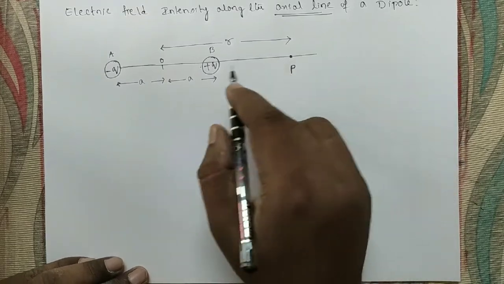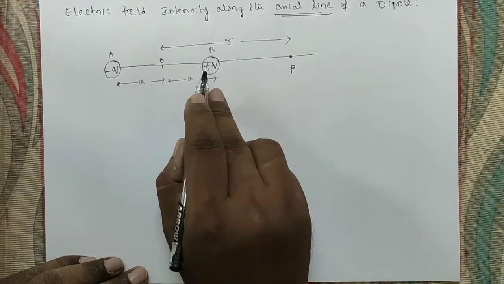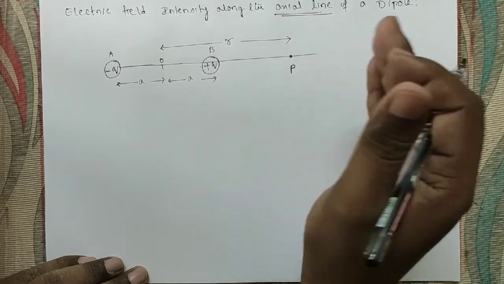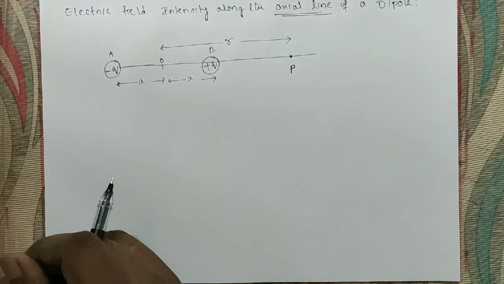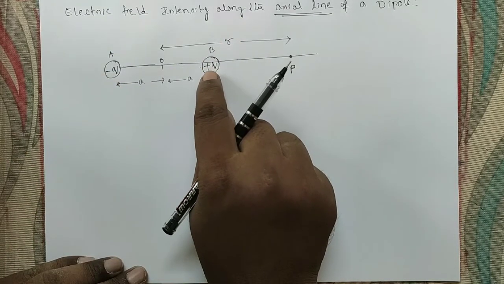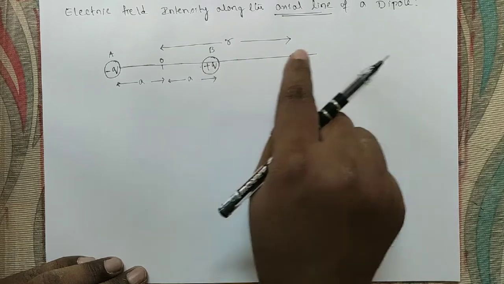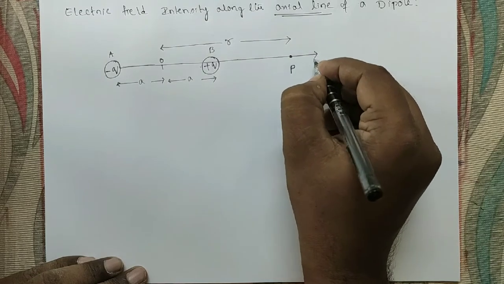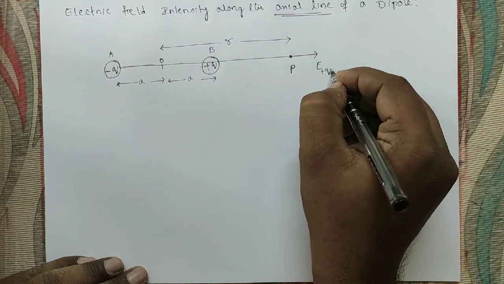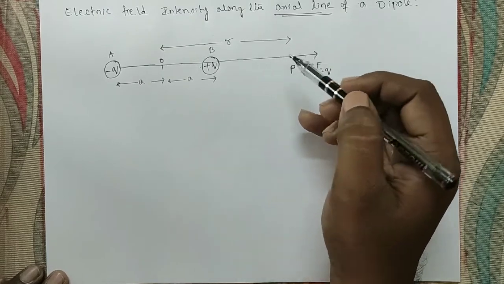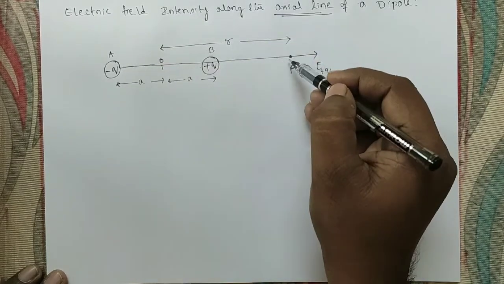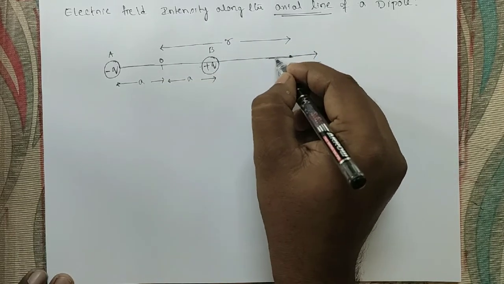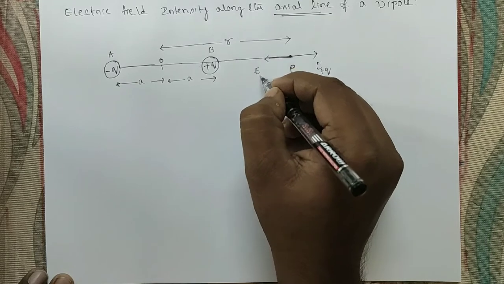Clearly understand now. First, due to positive charge, electric field intensity is away from it. Due to negative charge, electric field intensity is towards it. So due to this positive charge, here electric field intensity is away from it, E plus Q, and due to this negative charge, here electric field intensity is towards it. So this is E minus Q.